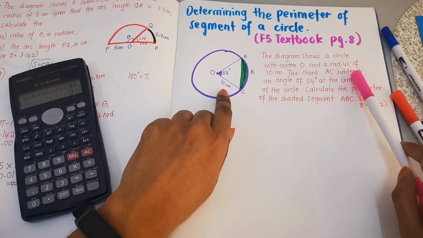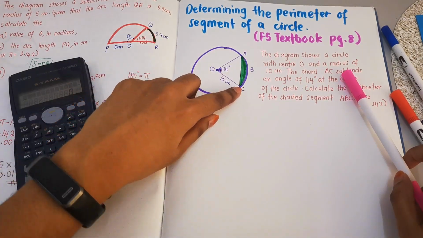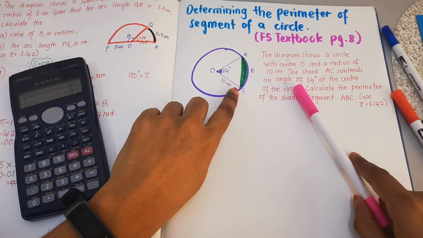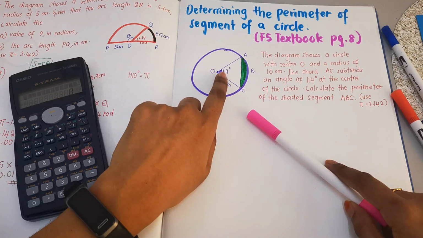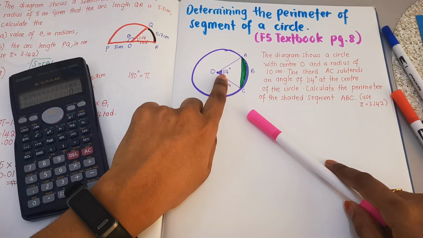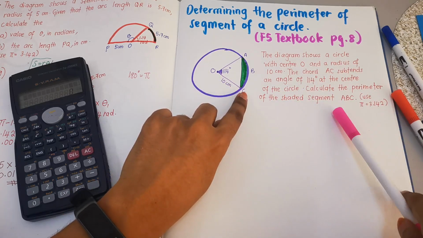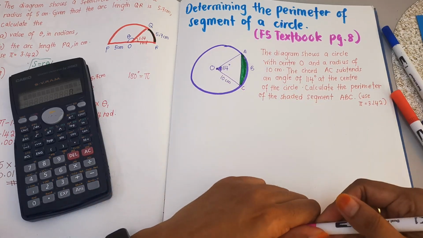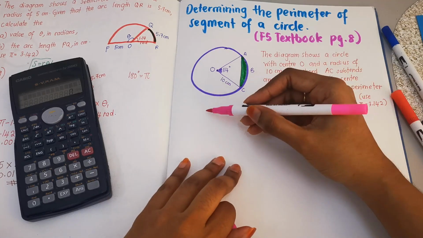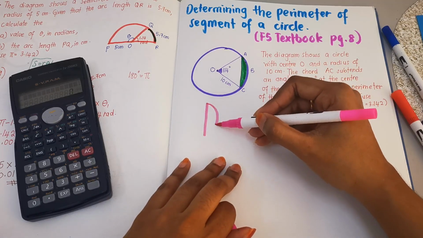The chord AC subtends an angle of 114 degrees. So they have given us the theta in degrees. Calculate the perimeter of the shaded segment. Shaded segment, so in this case, we want to find this.